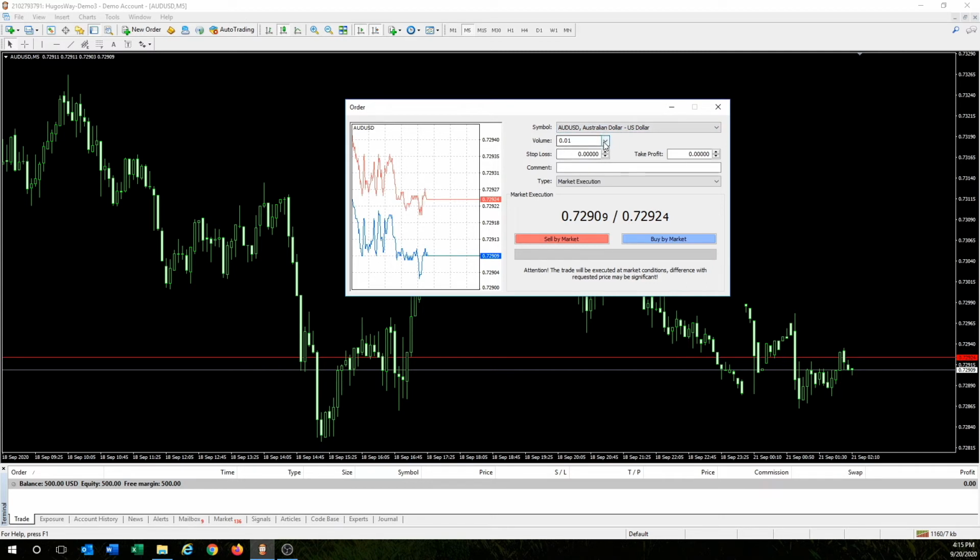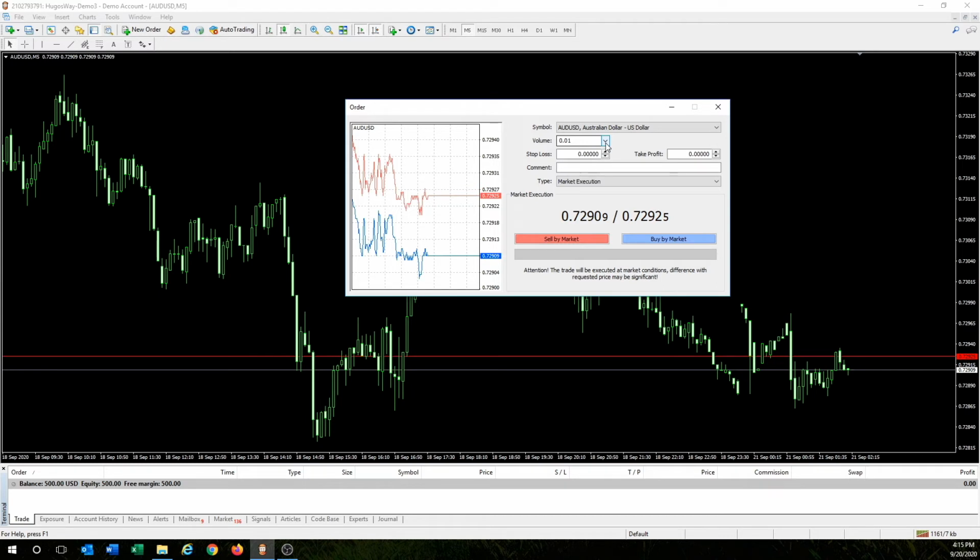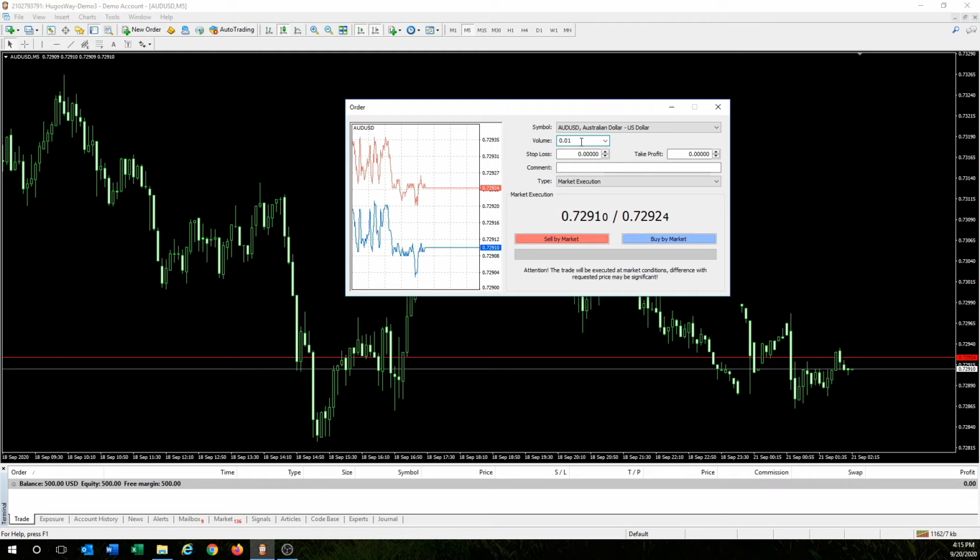Volume, this is the trade size. So I want you to play around with this. This is very important. As beginners, we want to trade small. We want to place small trades. So we're going to be learning with 0.01 volume. It's also referred to as lots. So this is the lot size, how big of a trade you're placing. We're going to start trading with 0.01. It's the smallest trade size.